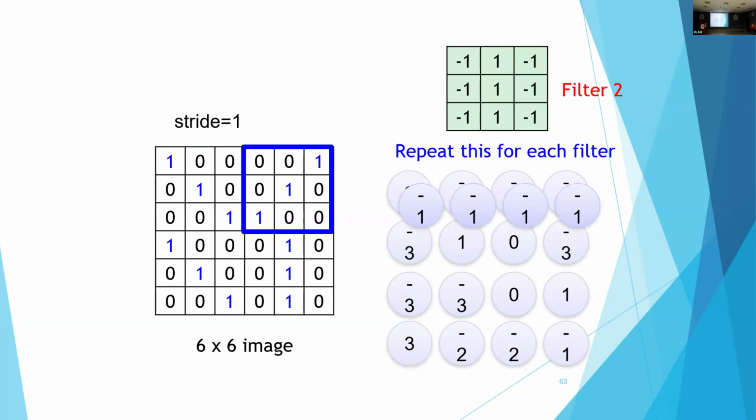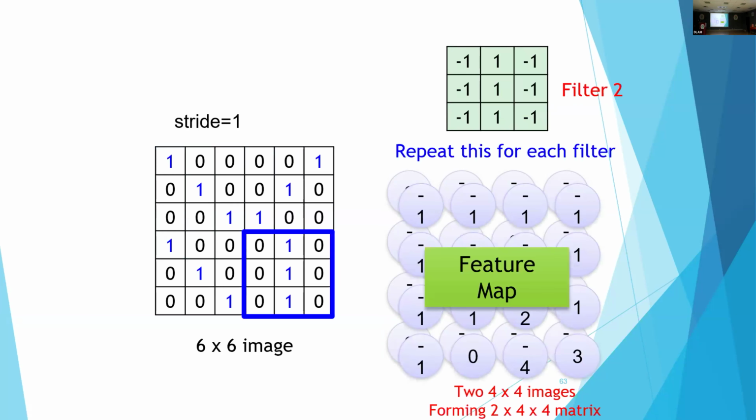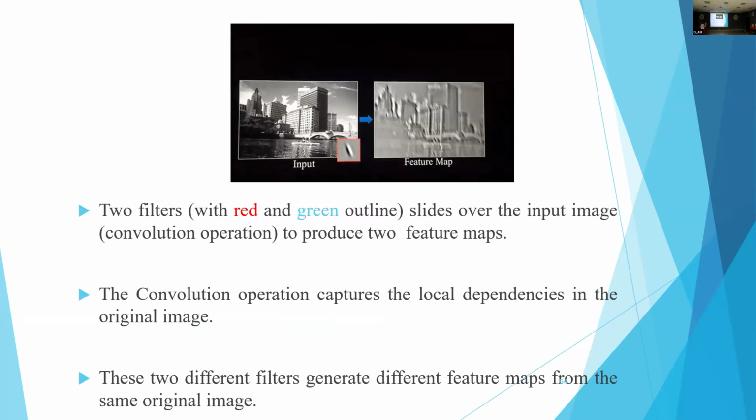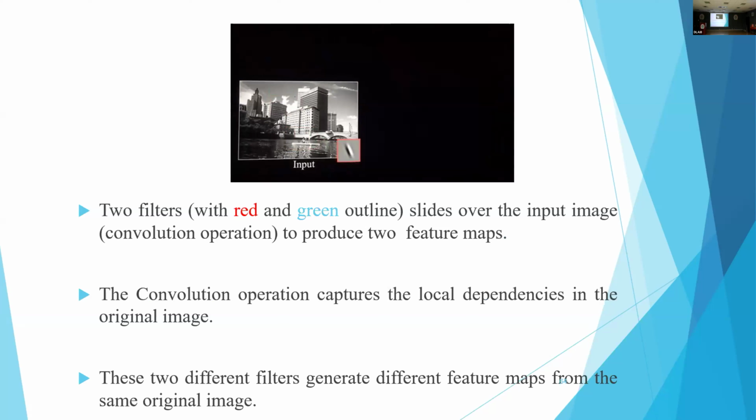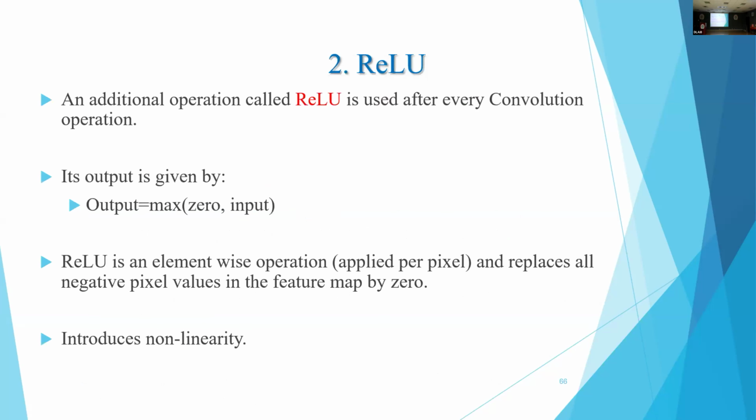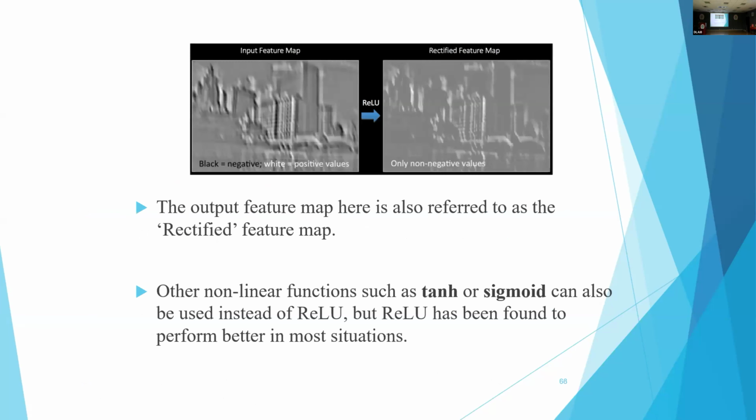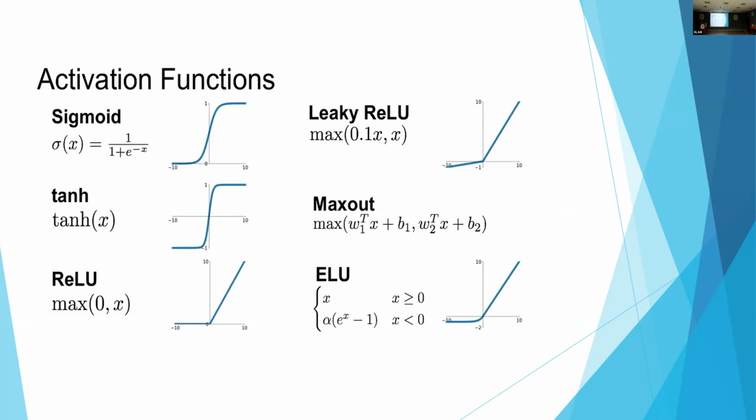Repeat this for each filter. With another filter, filter 2, we will get the vertical feature map. Similarly, maybe there are 2 filters with red and green outline. You see different feature maps. Different filter, different feature map. ReLU: as I pointed out, its output is given by output equals max of 0 and input. It is an element-wise operation and replaces all negative pixel values in the feature map by 0. It also has certain disadvantages. That is why nowadays some people are also working with leaky ReLU, where even if the input is negative, the output is not 0 but some small value. So this output feature map will be considered as the rectified feature map. As I pointed out, we may have other activation functions as well.